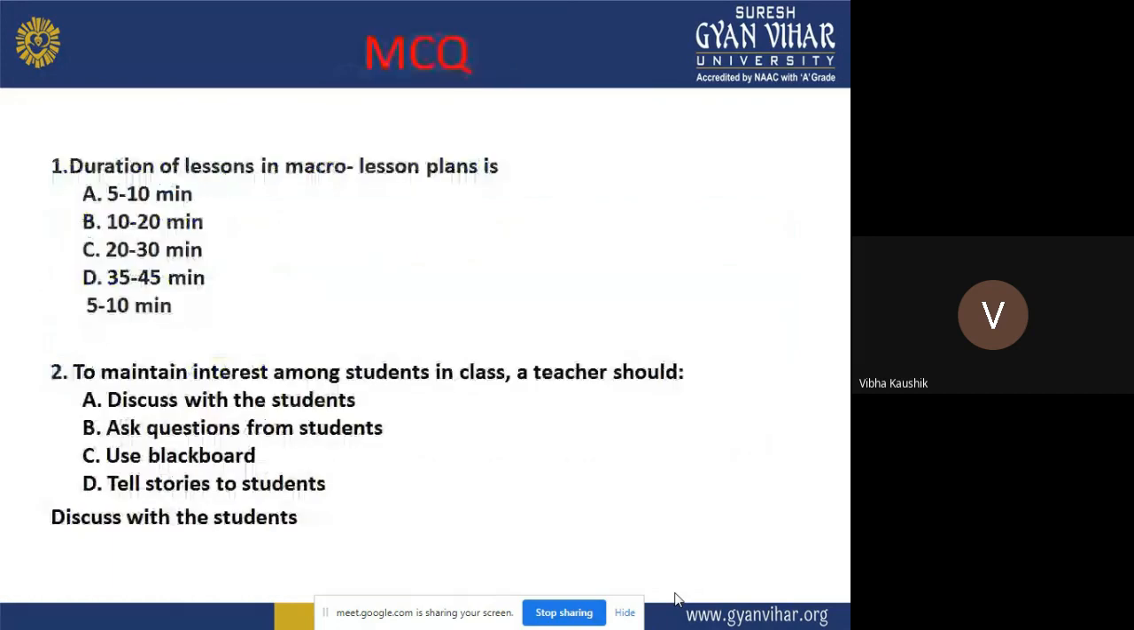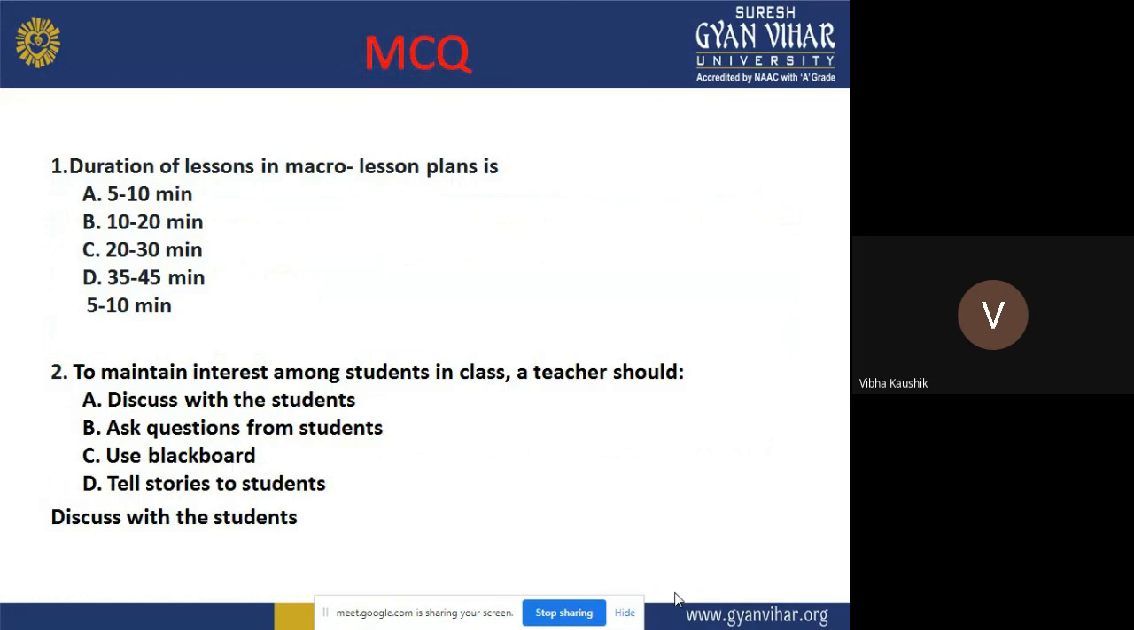Now let us discuss some MCQs on the basis of the topic which we have discussed today. The first one is: duration of lessons in a micro lesson plan is: 5 to 10, 10 to 20, 20 to 30, or 35 to 45. We are talking about the micro lesson. What will be the correct answer? The correct answer will be 5 to 10 minutes.